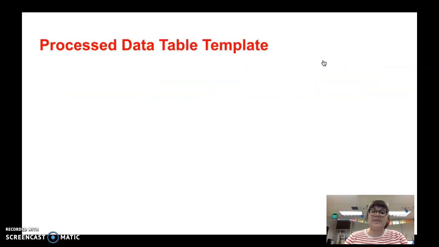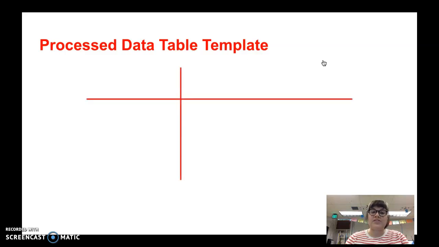So here is an example of what a processed data table might look like. This is a template, so we're going to draw the outline, and then later when you need to make your own processed data table, you'll just substitute independent variable for whatever the independent variable is for your lab, dependent variable for whatever the dependent variable is for the lab that you're doing. So we're going to start with that kind of lopsided T-chart, which would look very similar to the raw data table, but here's where things get different.